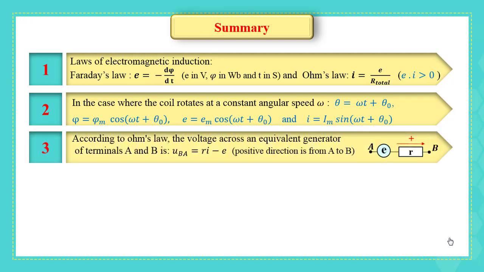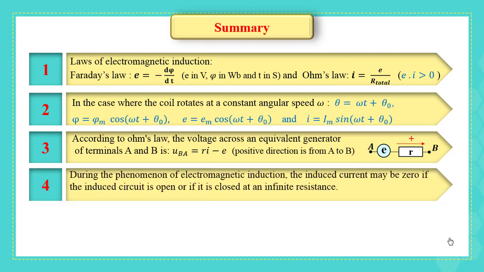3. According to Ohm's law, the voltage across an equivalent generator of terminals A and B is UBA equals Ri minus E. Positive direction is from A to B in this example. 4. During the phenomenon of electromagnetic induction, the induced current may be 0 if the induced circuit is open or if it is closed at an infinite resistance.